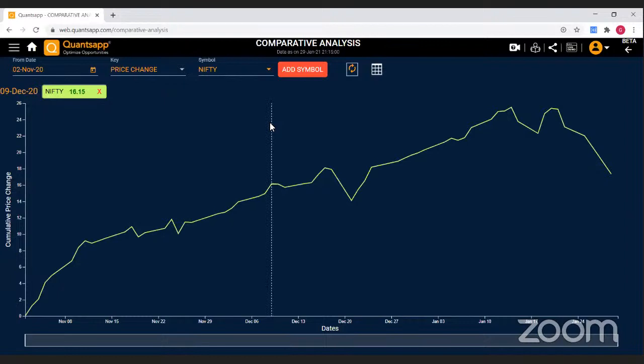So the first thing in the comparative analysis is that you can compare 5 instruments at a time. It can be any index, maybe Nifty, Bank Nifty, along with stocks, or you can take 5 stocks at a time. The maximum limit is 5. Whether you want to take 5 stocks or a combination of stocks along with an index, you can do so.